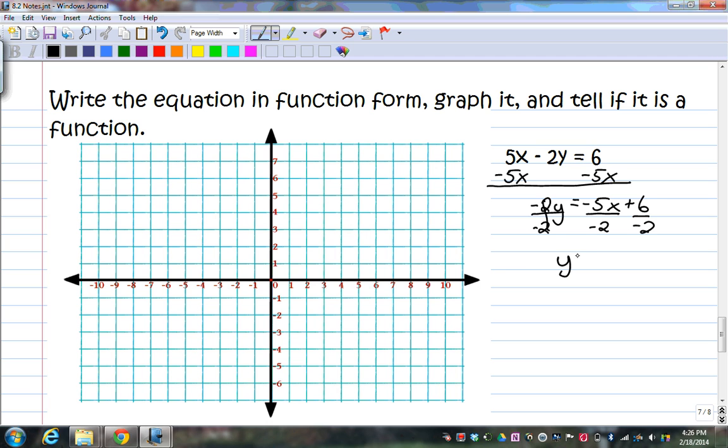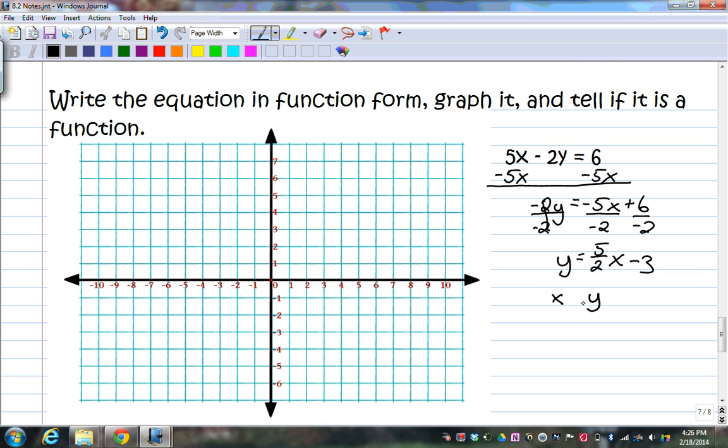So what I have is y is equal to, now these double negatives cancel each other, so I have 5 over 2x. And then this is minus 3. Cool. I'm going to leave it like that. I'm not going to make it a mixed number. I'm going to leave it improper.